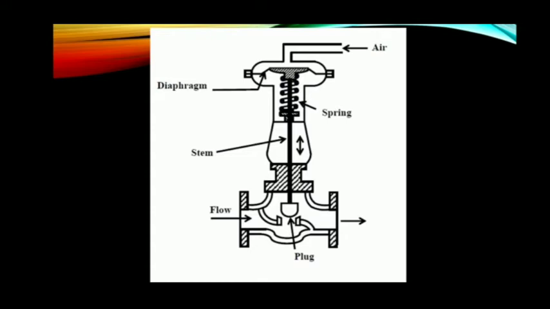A control valve essentially consists of a plug and a stem. The stem can be raised or lowered by air pressure, and the plug changes the effective area of an orifice in the flow path. When the air pressure increases, the downward force of the diaphragm moves the stem downward against the spring.